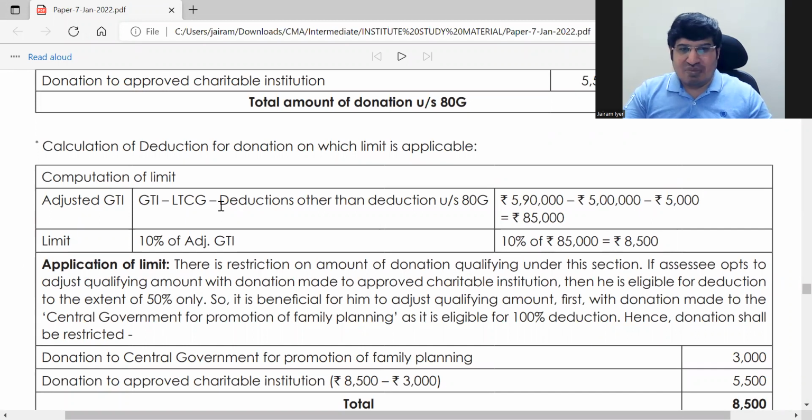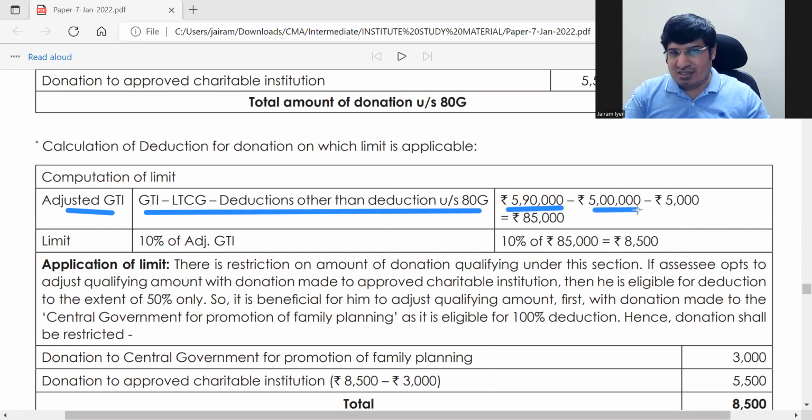So let's see the limit. For limit calculation, we use the formula for adjusted GTI: GTI minus long-term capital gain. There is no short term here, and deduction other than 80G is the mediclaim deduction. The GTI is 5,90,000, which we computed above. 5 lakhs is the long-term capital gain given in the problem. And this 5,000 is the 80D deduction, any deduction other than 80G. If you do this, you will get 85,000. The 10% of 85,000 is your adjusted GTI, and this is our limit, 8,500.